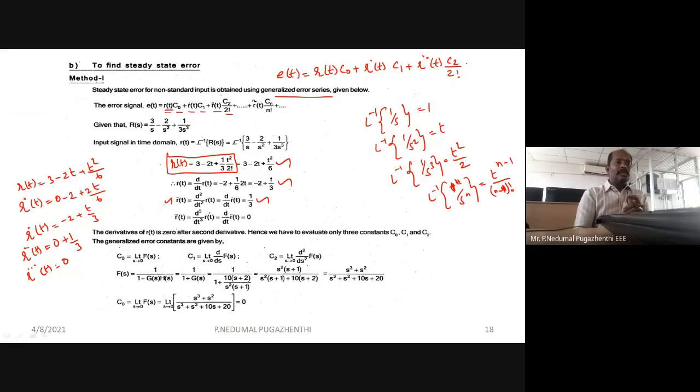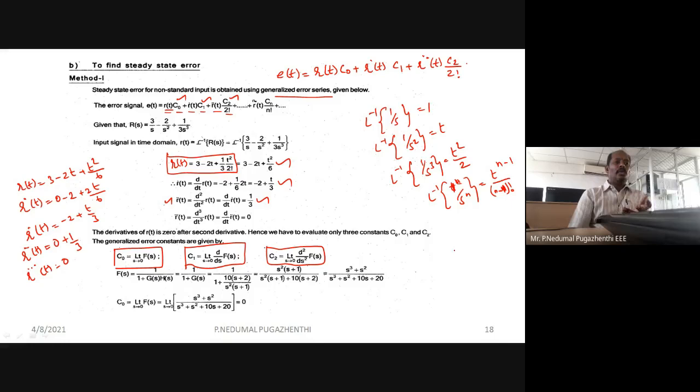So what is remaining? I want C naught, C1 and C2. So you have the relation: C naught is equal to the limit as s tends to 0 of f of s. C1 is equal to the limit as s tends to 0 of d by ds of f of s. C2 is equal to d squared by ds squared of f of s, limit s tends to 0.